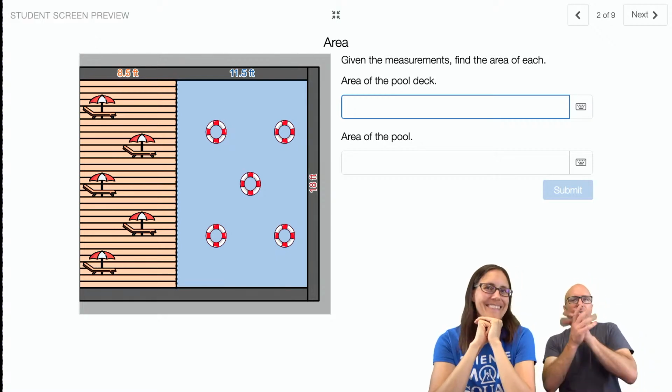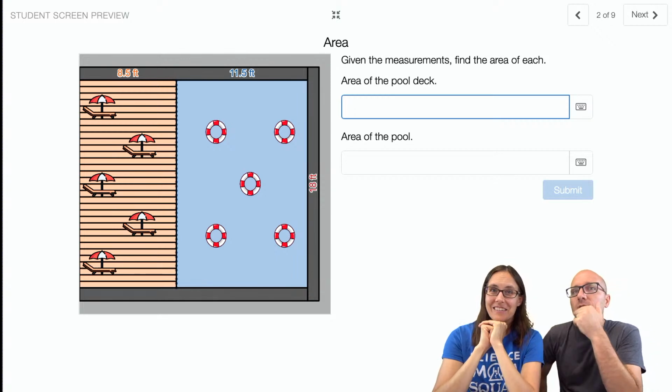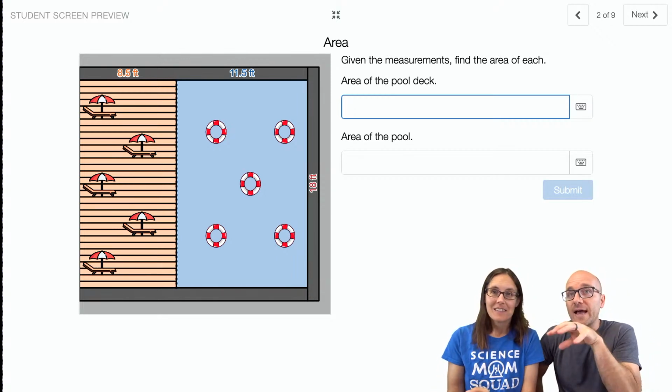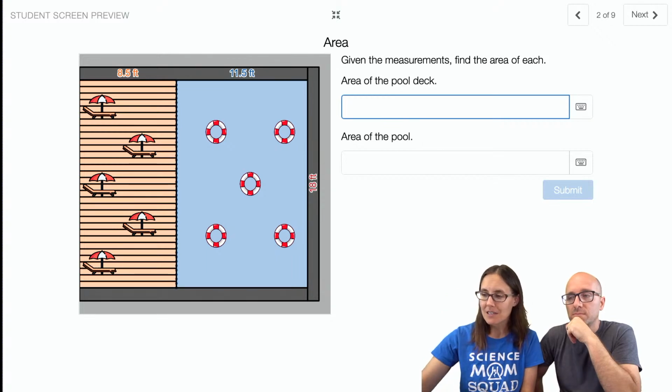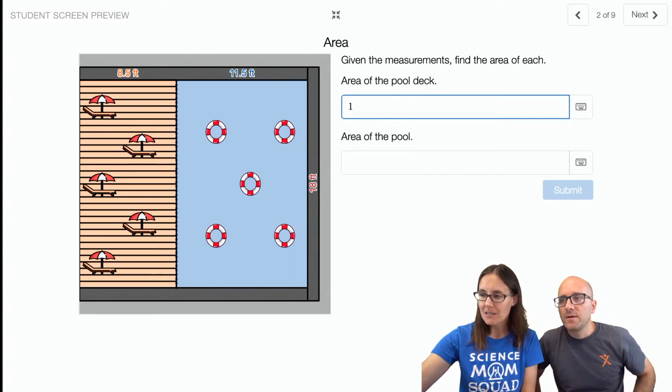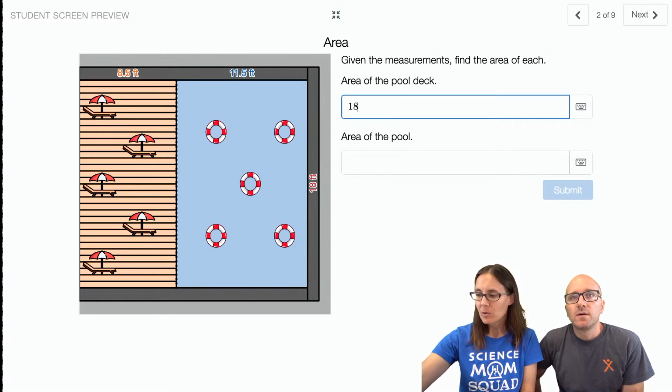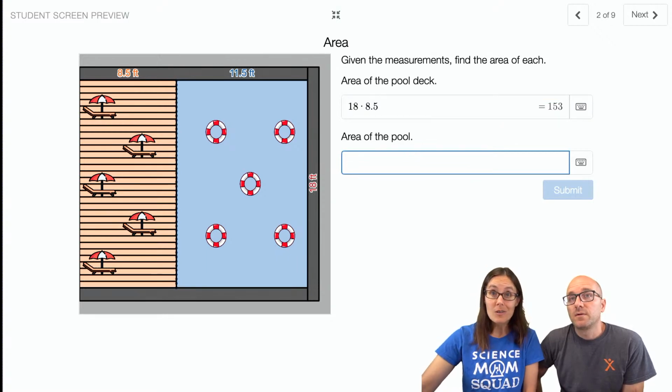All right. Okay, science mom, resume. How are you going to find the area of the deck? I'm going to multiply the width of the deck times the height of the deck. So it's 18 feet high multiplied by 8.5, because that's the width of my deck. So I get 153 square feet.